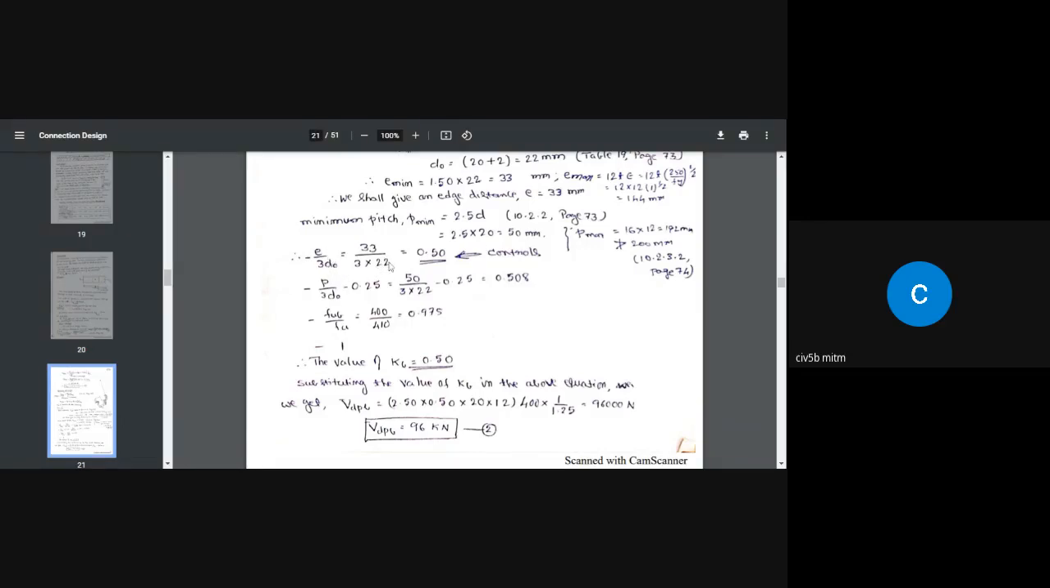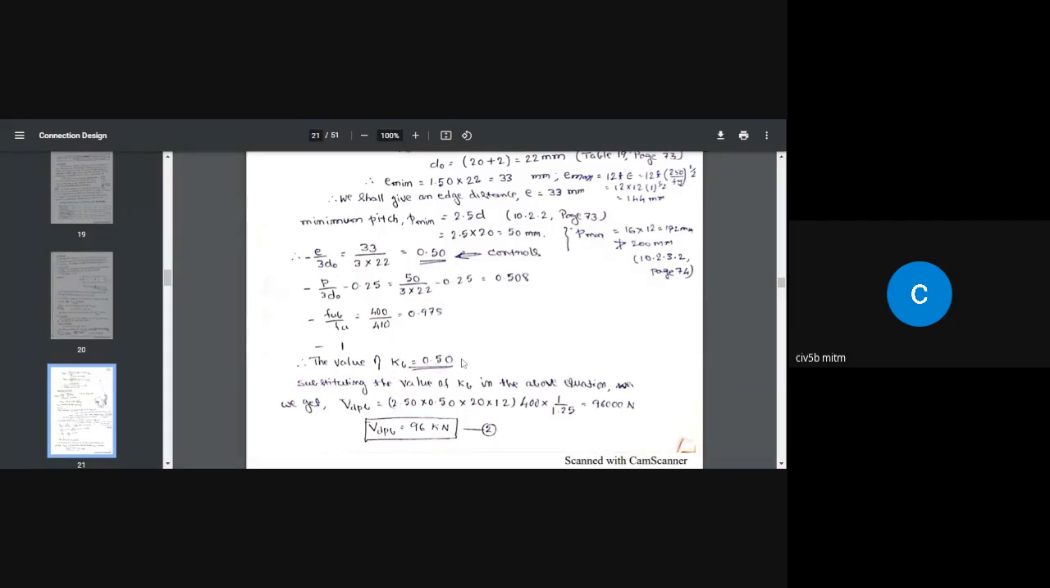Once we know E and P, find out E by 3DO, where DO is the diameter of the bolt hole. So I got 0.50. Then P by 3DO minus 0.25. Where did we get all these four formulas? Again, page number 75, column 2, under 10.3.4. So P by 3DO minus 0.25 equals 0.508. FUB is the tensile strength of the bolt and FU is the tensile strength of the plate, and FUB by FU is equal to 0.975. In any case, these values should not exceed 1. So we have four values. Out of these four values, take the least one, which is 0.50.